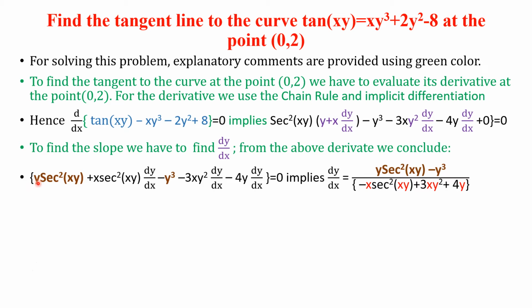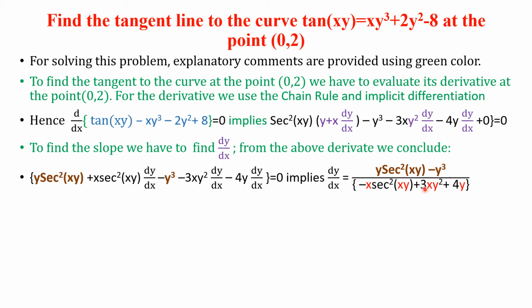We colored in brown the terms that do not involve dy/dx. There are only two terms: y·sec^2(xy) and minus y^3. We'll keep them on one side. The rest will go to the other side, and then we solve for dy/dx, and this is the result that we're going to get. dy/dx will be equal to y·sec^2(xy) minus y^3, divided by the expression on the bottom. These are all the terms that involve dy/dx.